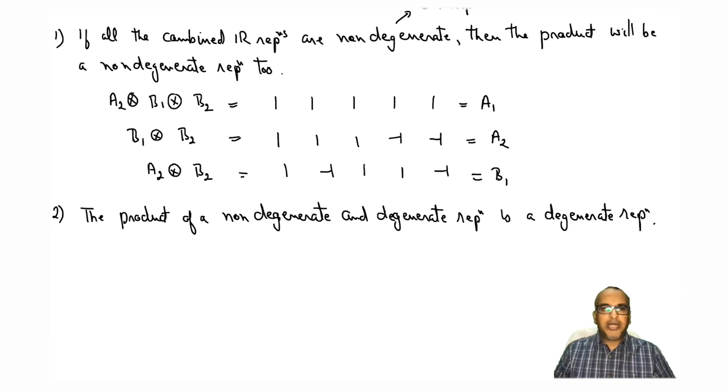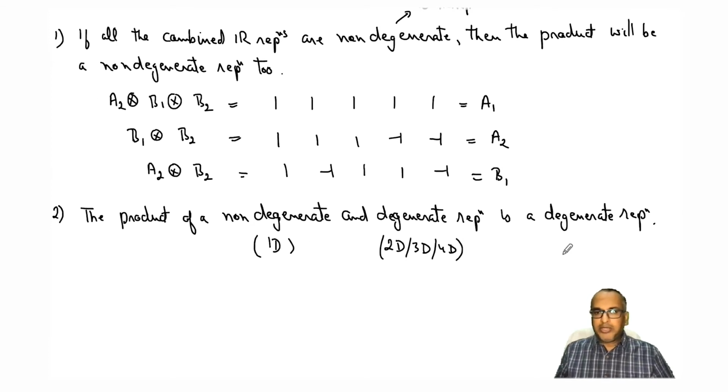So now we are combining a one-dimensional representation, non-degenerate, and more than one-dimensional, a degenerate representation. If you combine one-dimensional and, let's say in this case it's two-dimensional, but you can also call it 3D. So this is 1D. This can be 2D, 3D, 4D, anything. Okay. So if I'm doing this, then the result is corresponding 2D, 3D, or 4D.